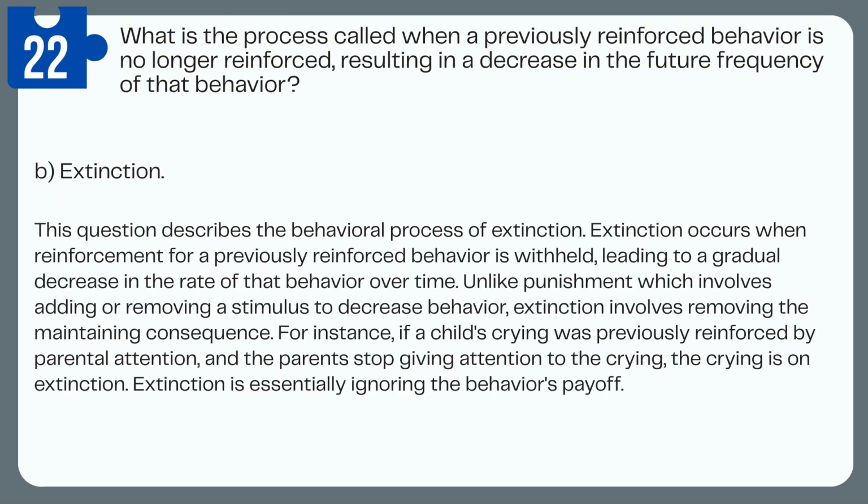Answer. B. Extinction. This question describes the behavioral process of extinction. Extinction occurs when reinforcement for a previously reinforced behavior is withheld, leading to a gradual decrease in the rate of that behavior over time. Unlike punishment, which involves adding or removing a stimulus to decrease behavior, extinction involves removing the maintaining consequence. For instance, if a child's crying was previously reinforced by parental attention, and the parents stop giving attention to the crying, the crying is on extinction. Extinction is essentially ignoring the behavior's payoff.